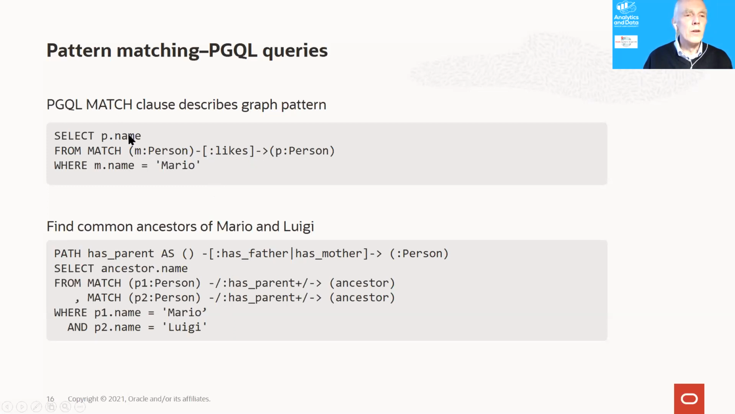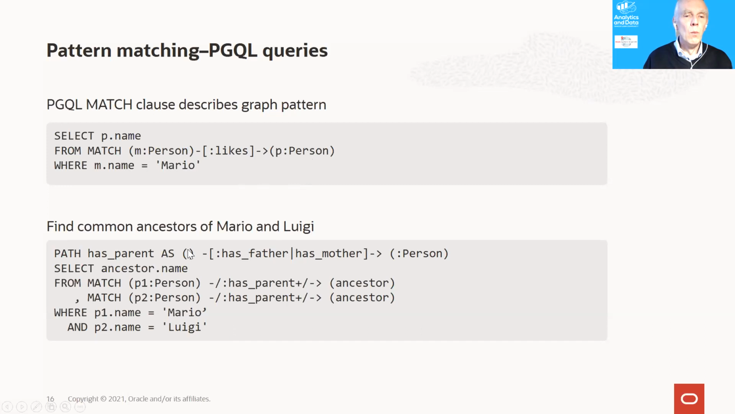So if we stick to the first query, that would essentially find all the vertices of type person which a vertex of type person called Mario likes. So there's a vertex of type person connected through a likes relationship, which is a directed relationship, as you can see from the arrow here, to another vertex, and it will find all the names of these vertices here. Now that's a very simple thing. Obviously you can do that with SQL very easily.